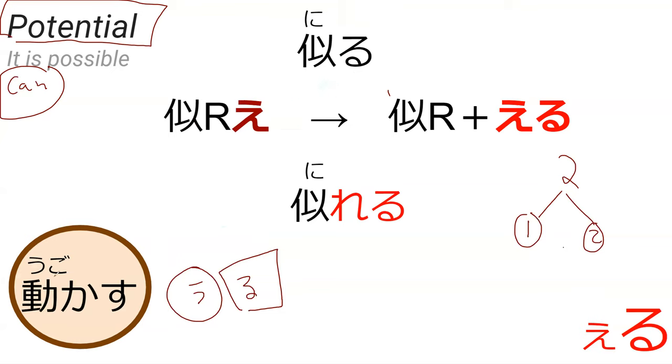However, ugokasu, any guess what category it might be? Do you think it's an u verb or a do verb? Ugokasu is an u verb. Exactly, it is an u verb.